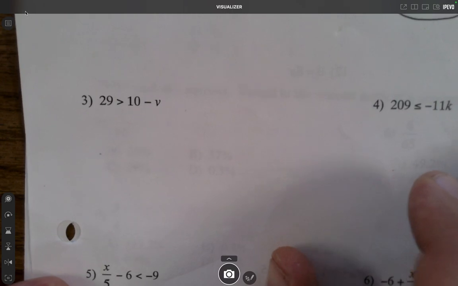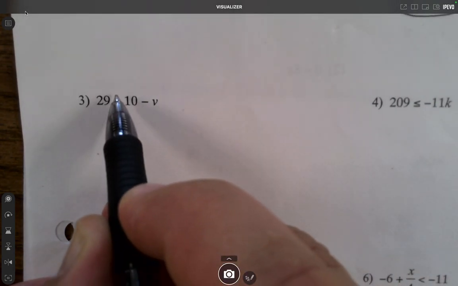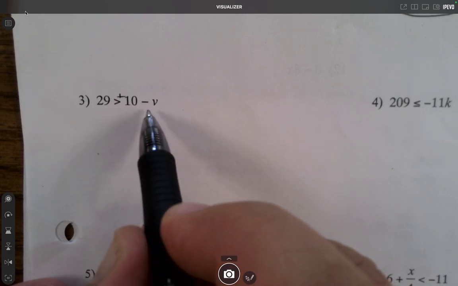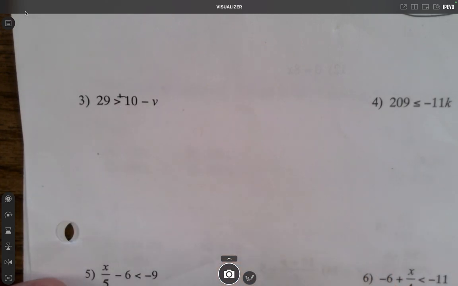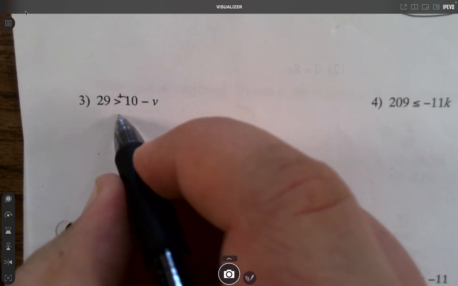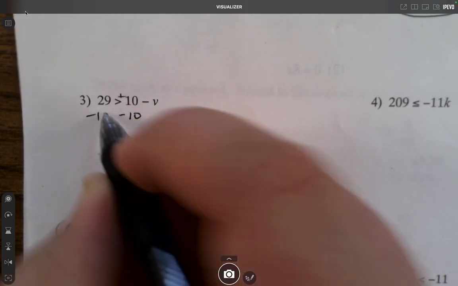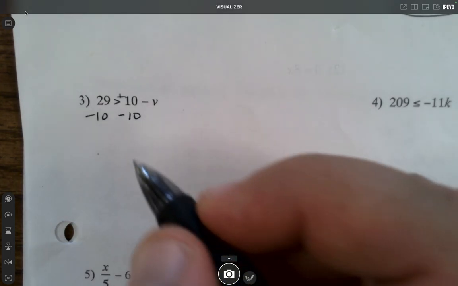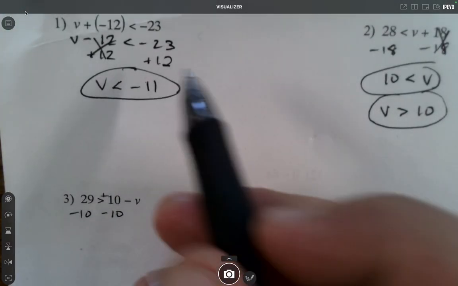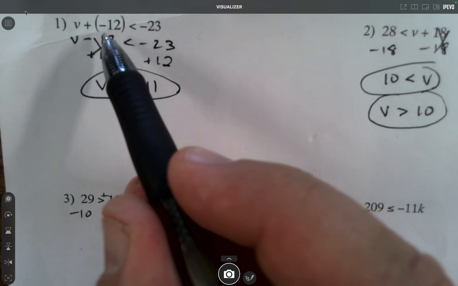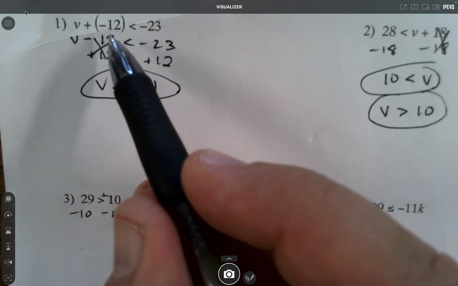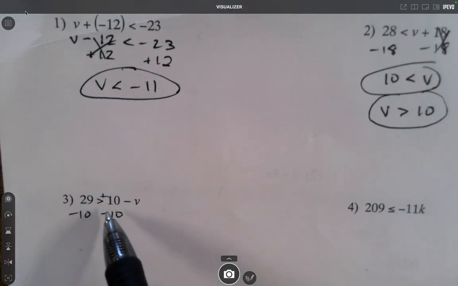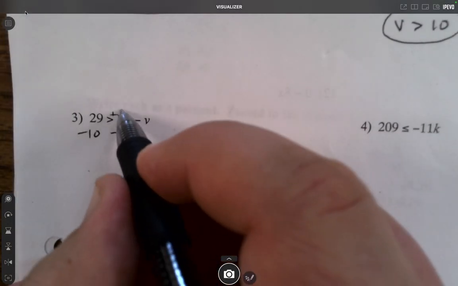On 39, keep in mind this is a positive 10. So this is really a negative v that's having a 10 added to it. So we would need to subtract 10 from both sides. You always want to do the opposite of whatever sign is directly in front of the 10. Just like back here, the sign directly in front of the 12 was negative. We wanted to add 12 to get rid of it. Here the sign right in front of the 10 is positive, so we need to subtract 10 to get rid of it.